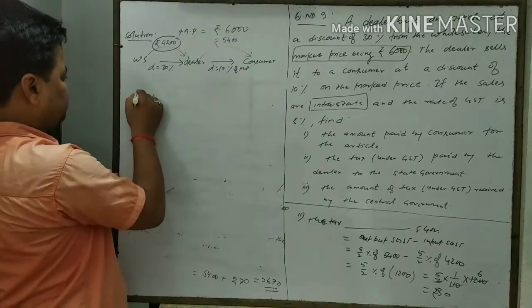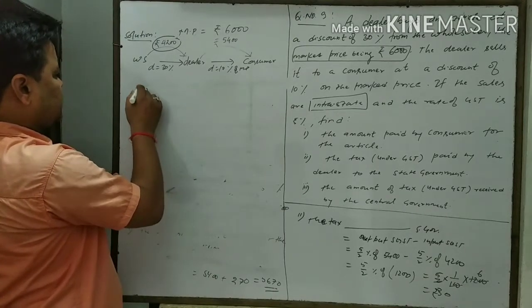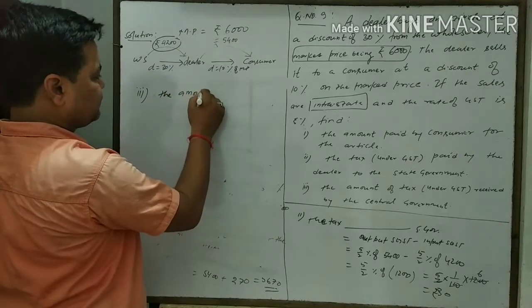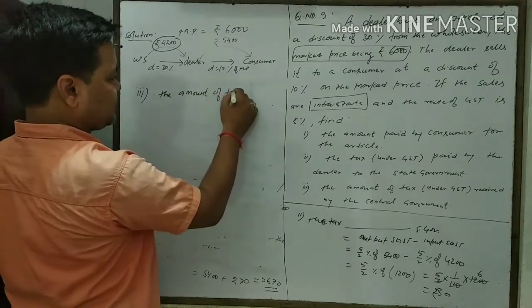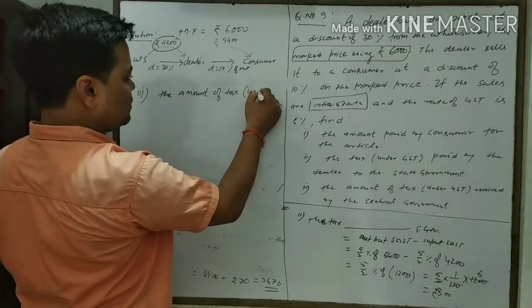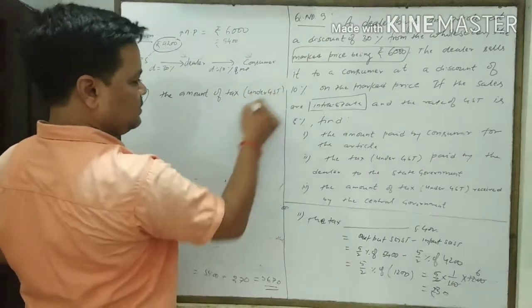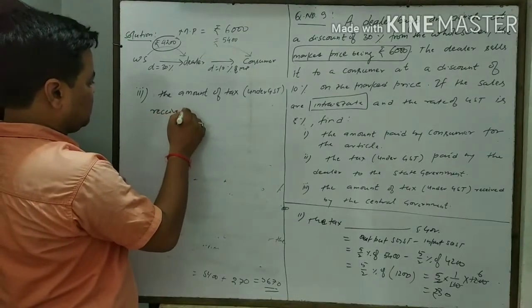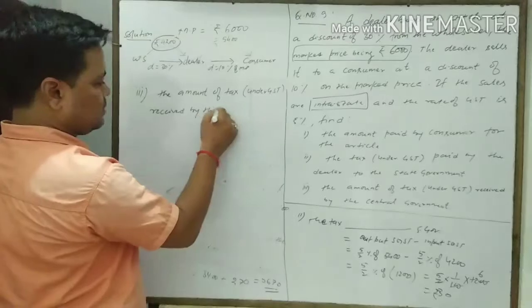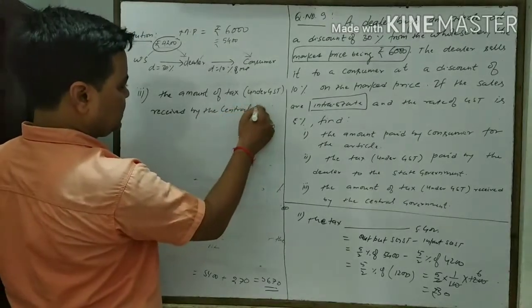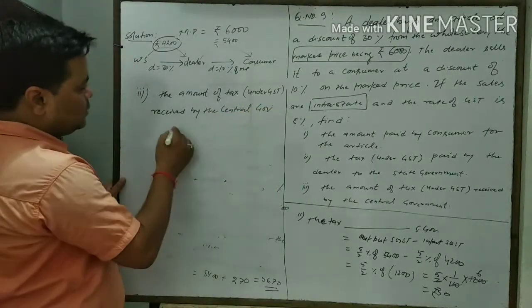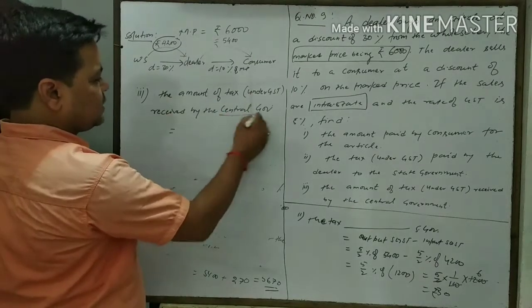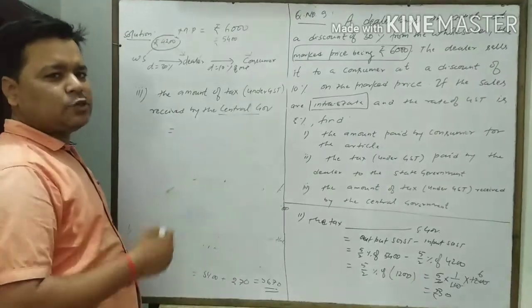Question number three: the amount of tax under GST received by the central government. Here the rate of GST will be 5/2%.